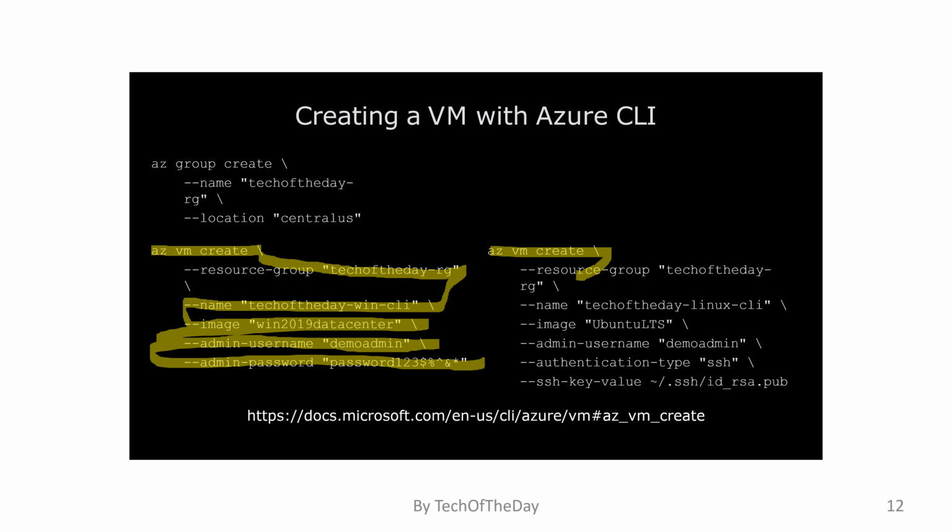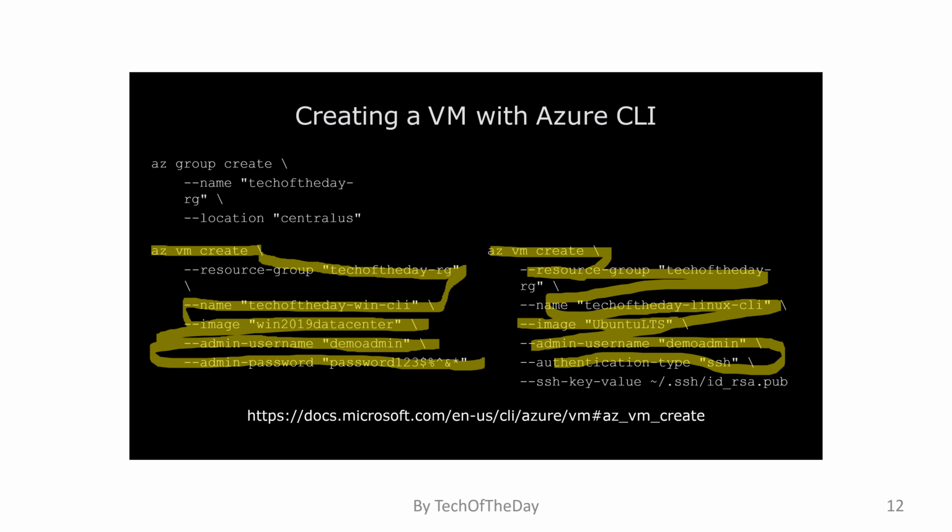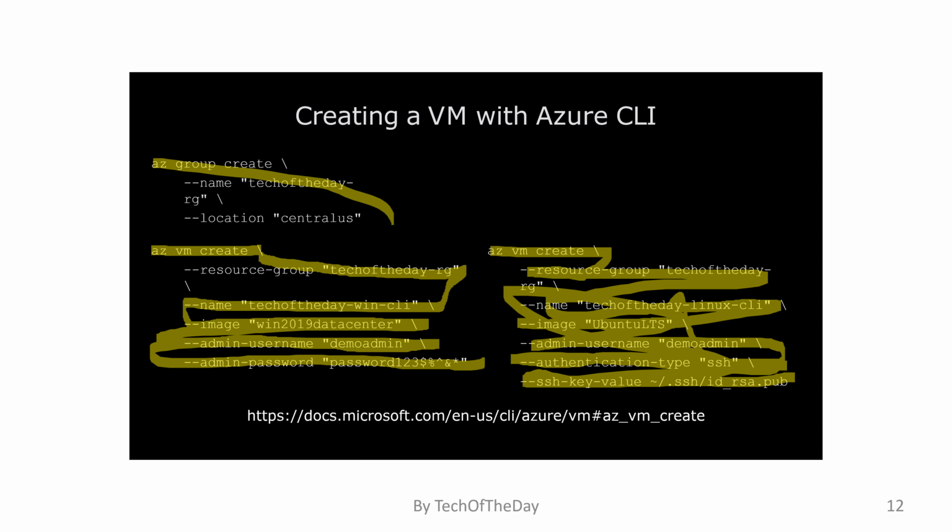If you have az vm create, Azure resource group this, name tag-of-the-day-Linux, image Ubuntu, admin user this, authentication type SSH because it is Linux, and then the SSH key value is this one. So you see, for two different types of image, we have two different types of parameters. So simply you can do this.